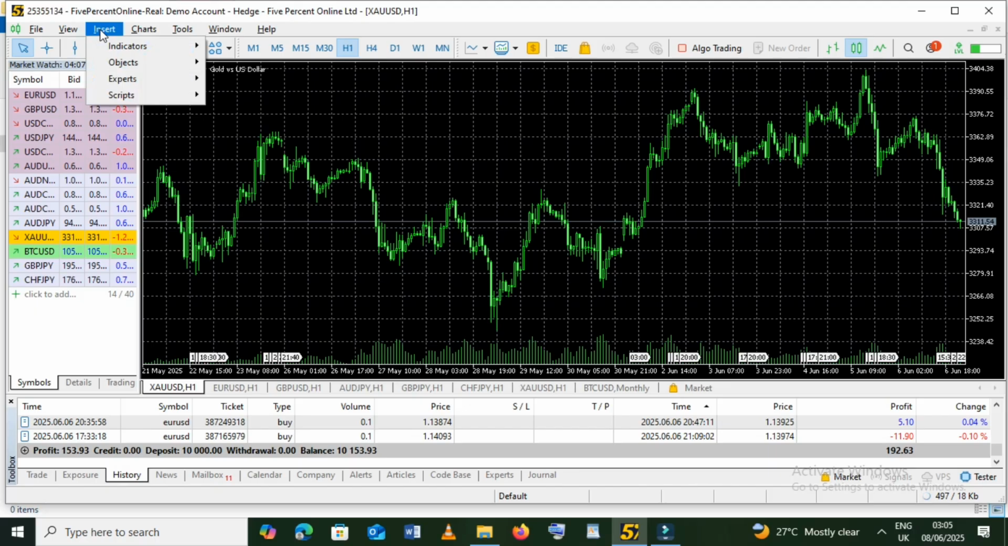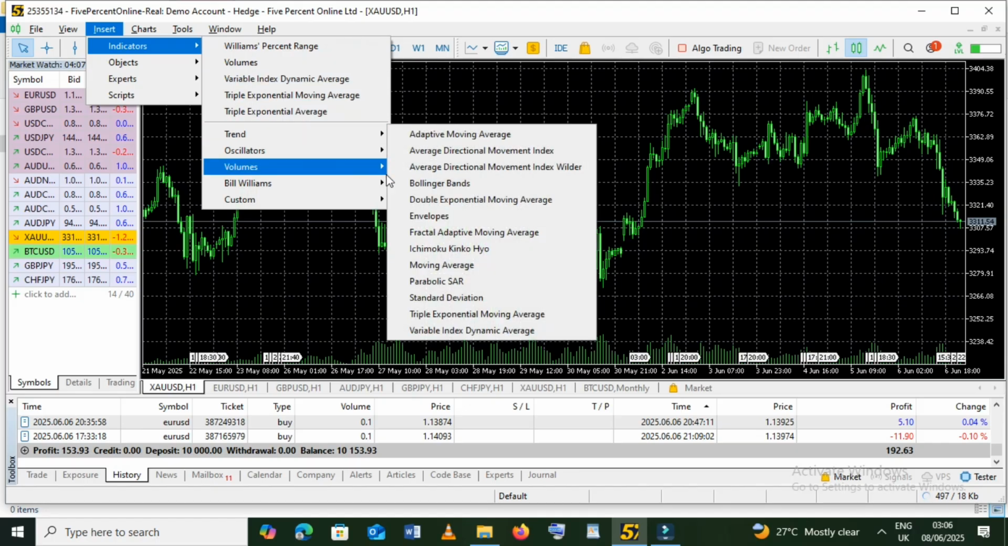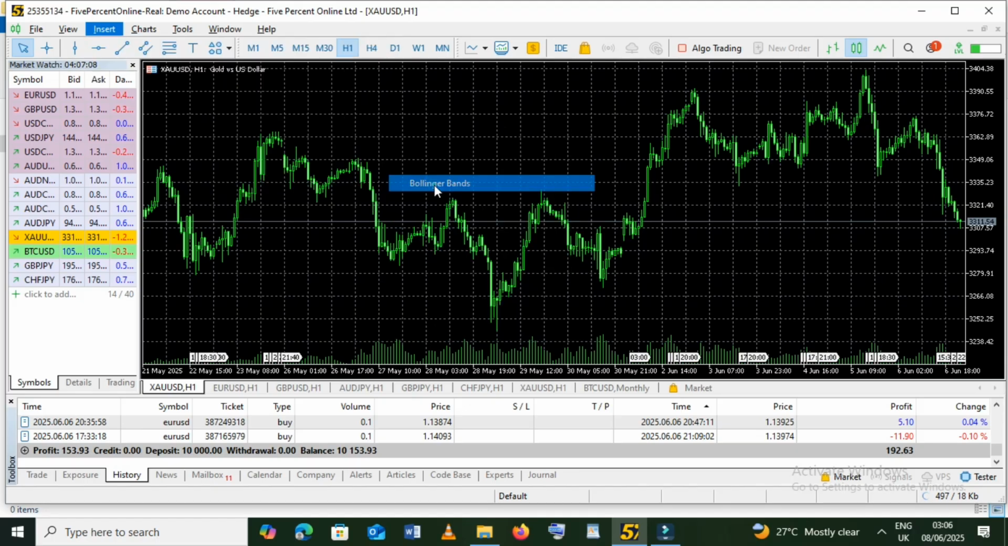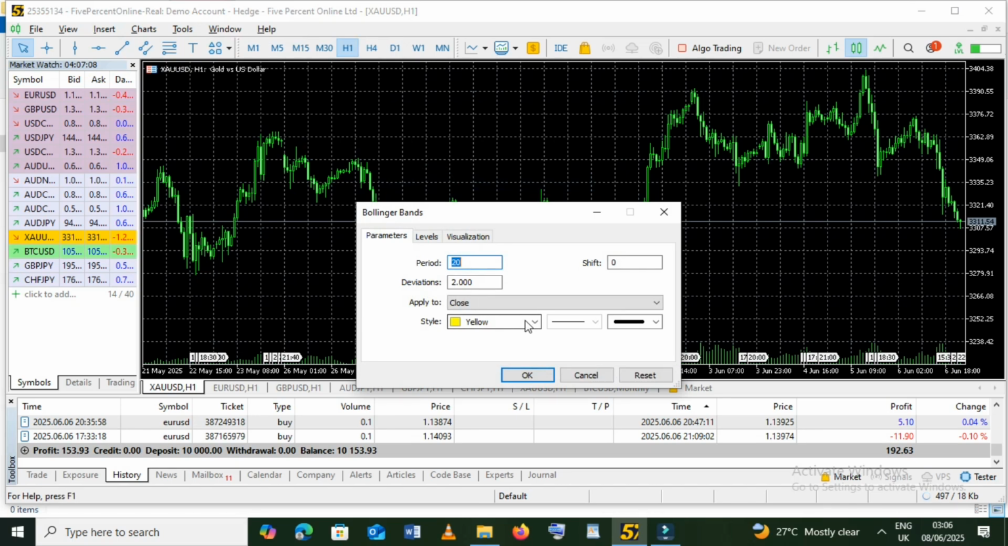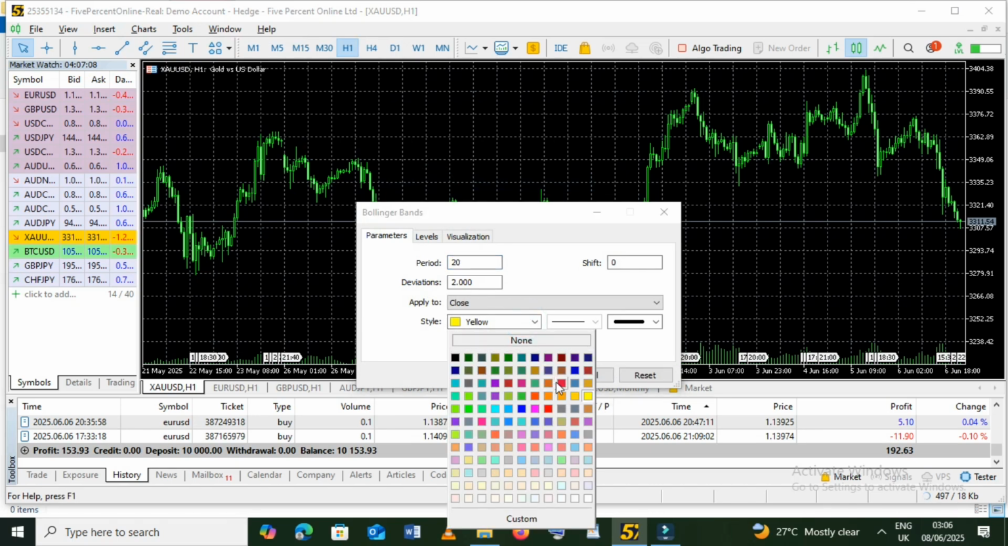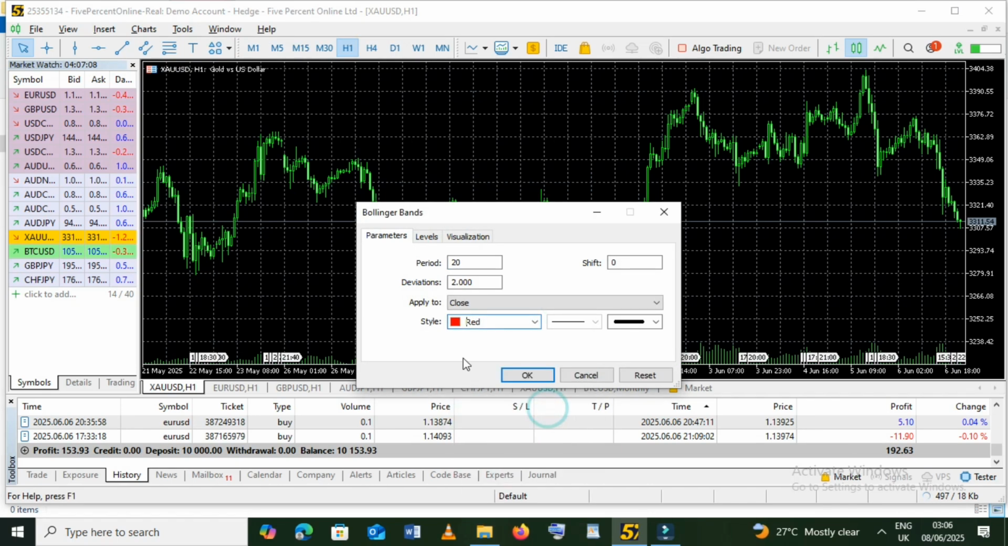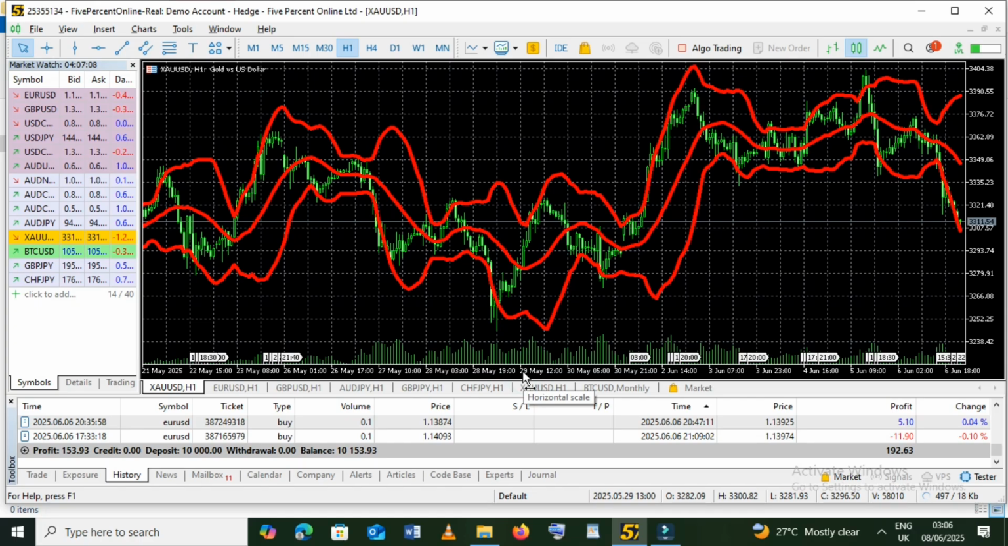Next, the third trend indicator that I will teach. Click on insert, click on indicator, then click on trend, click on Bollinger Bands. Then I will choose red at this point. Then I'll still maintain the tick bar. I'll leave my Bollinger Bands at 20 period. Then I'll click OK. So how do you analyze the forex market using these Bollinger Bands?